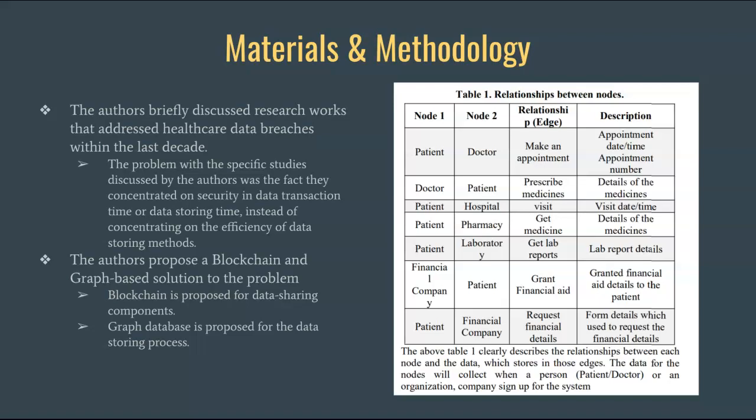If we take a look at the image on our right, the table above clearly describes the relationship between each node and the data, which is stored in those edges. The data for the nodes will be collected when a person, a patient, or a doctor, or an organization, a company, signs up for the system. If we look at the first row, we have node 1, which represents the patient, node 2, which represents the doctor, the relationship, which is that the patient makes an appointment with the doctor, and the description, which lists the appointment time and the appointment number.